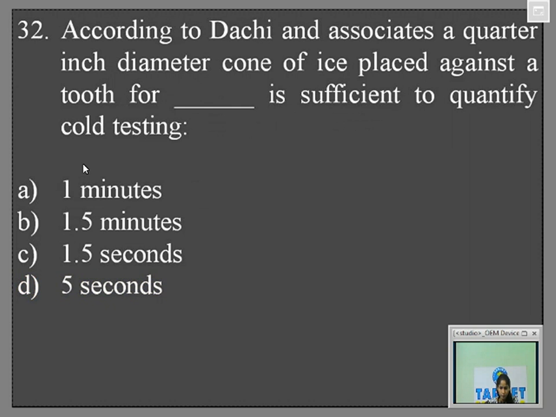Next, according to Dachi and associates, a 1/4 inch diameter of ice placed against a tooth is sufficient to quantify what? Area of rarefaction is nothing but a radiolucency, loss of trabeculation, that is rarefaction.